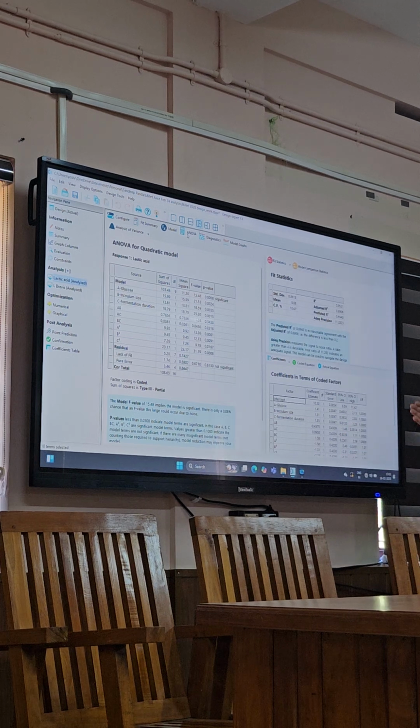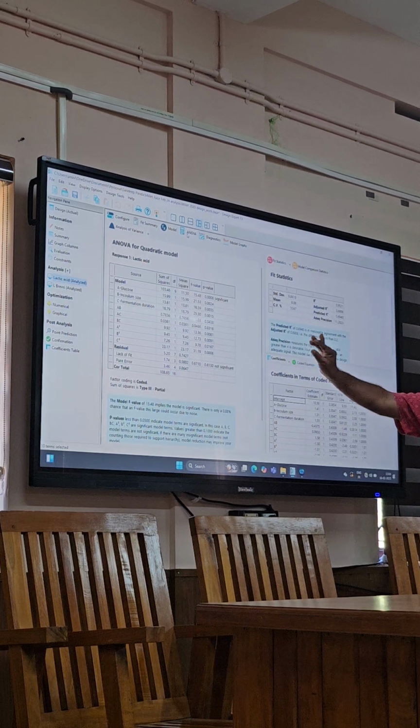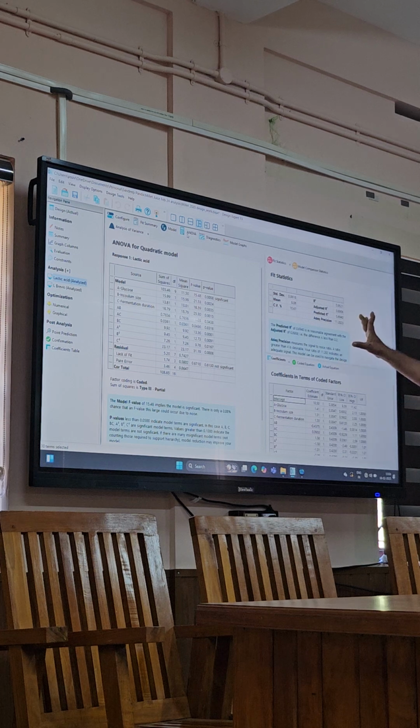And here you can see this adequate precision. It explains that adequate precision measures the signal to noise ratio. A ratio greater than 4 is desirable. You can use this content in making the interpretation in your write-up, because the software itself gives you a lot of facility. So your ratio of 11.28 indicates an adequate signal. This model can be used to navigate the design space. Fine. So up to this we are fine.